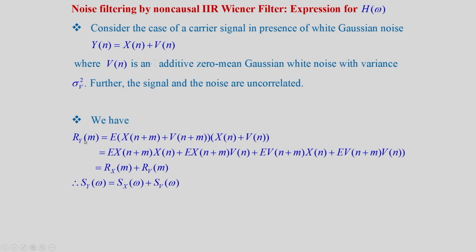Now, we have R_y(m) by definition E of x(n plus m) plus v(n plus m) into x n plus v n. Now, we can expand this term, we will get E of x(n plus m) into x n, E of x(n plus m) into v n, E of v(n plus m) into x n, plus E of v(n plus m) into v n. Now, signal and noise are uncorrelated. So, this part will become 0, similarly this part will become 0. Therefore, we will have this is R_x(m) plus this quantity is R_v(m). So, therefore, R_y(m) is equal to R_x(m) plus R_v(m). Taking the Fourier transform, we will get S_y(omega) is equal to S_x(omega) plus S_v(omega). So, this way we can compute the output power spectral density.